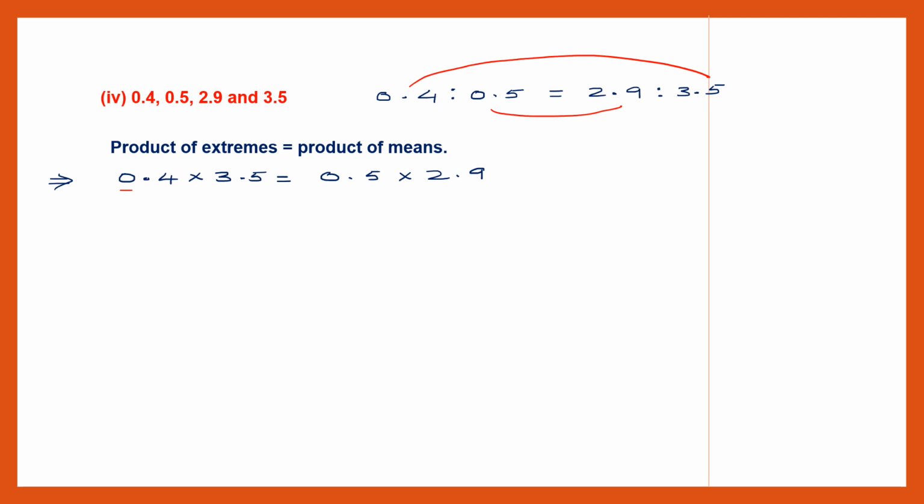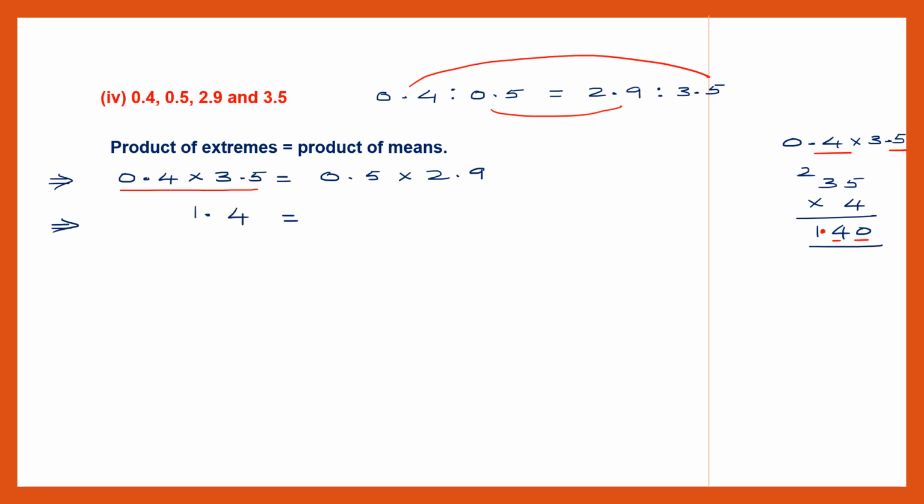Now let's multiply and see. First we'll take these two, 0.4 into 3.5. When we ignore the point, it becomes 35 into 4. 4 fives are 20, carry 2. 4 threes are 12, plus 2 is 14. Now go back to the question and count the number of decimal places. 1 plus 1, there are 2 places. Our answer also should have 2 places. So move from the right to the left, 1, 2, and the point comes here. So that is 1.40 or 1.4.